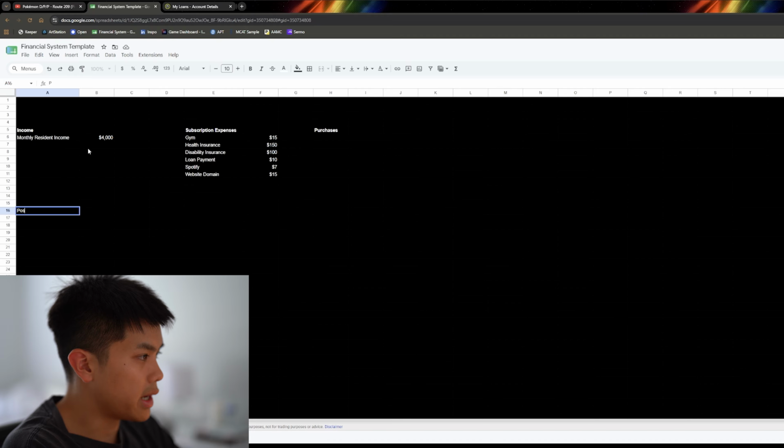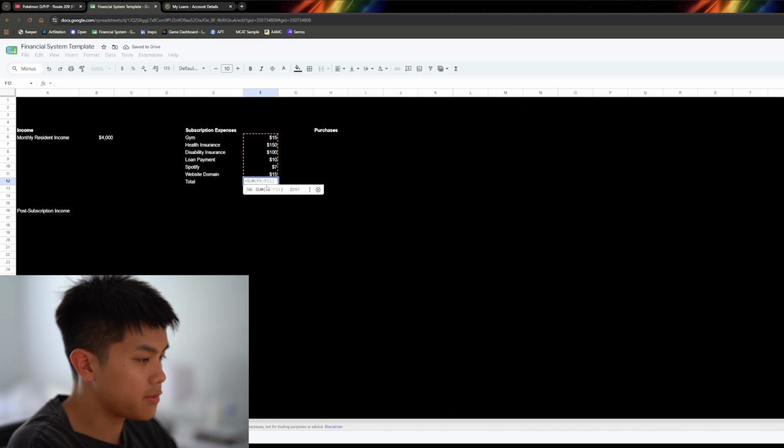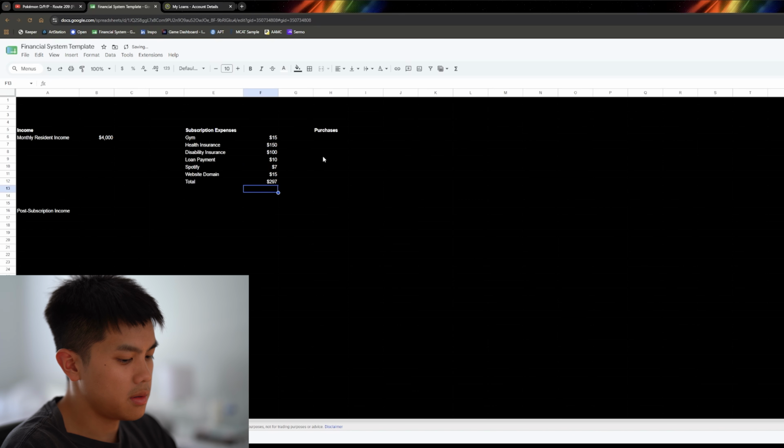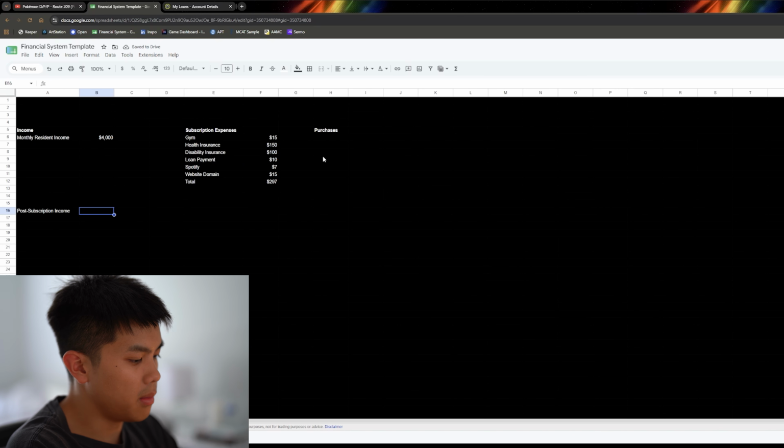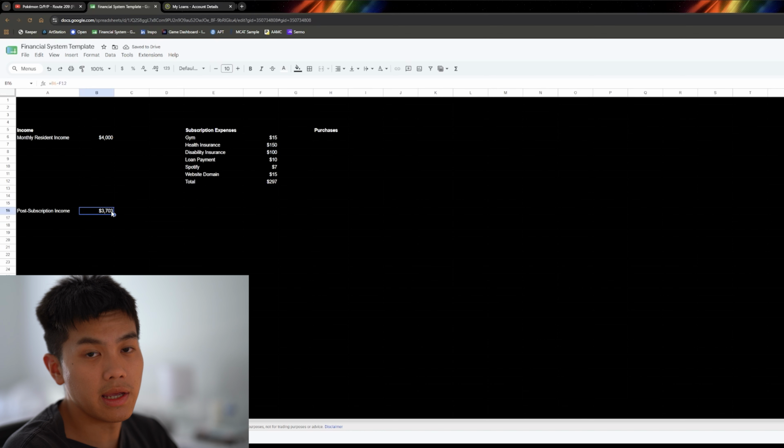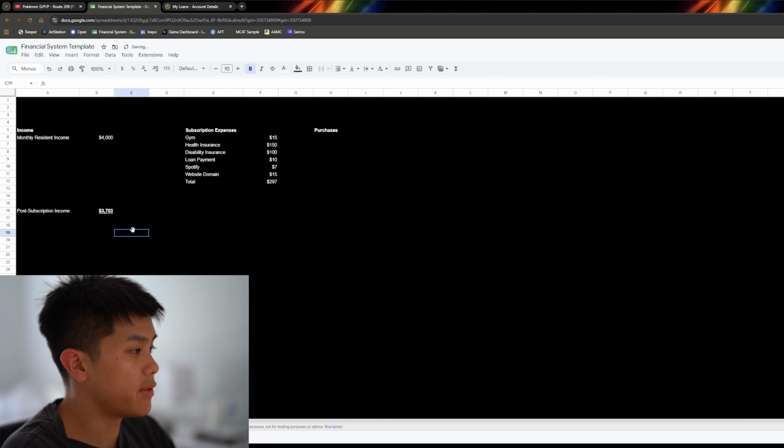So I call this post-subscription income. So the way this works is I just get the total right here, take the sum of this. So that's how much I spend per month. I take this number and I subtract it by that number to get my post-subscription income. So this is discretionary income I have.